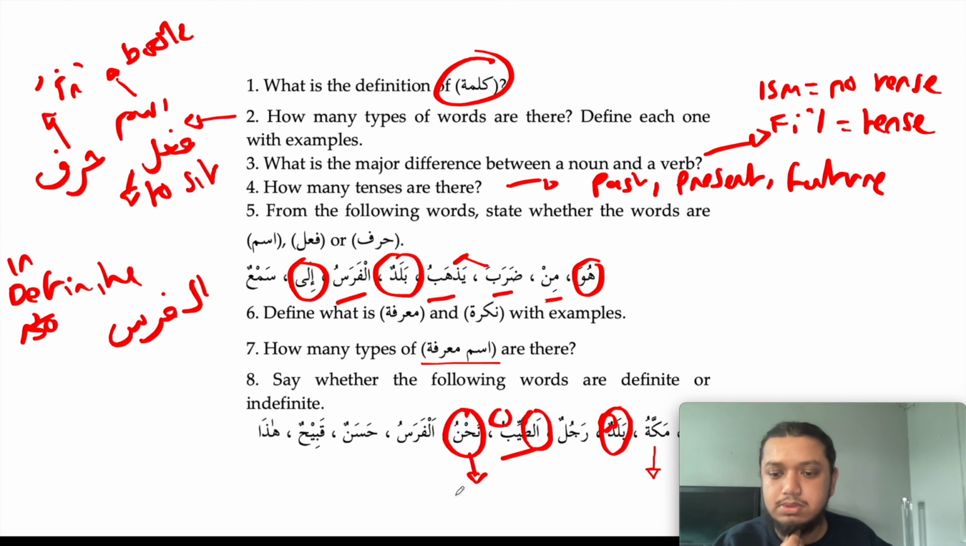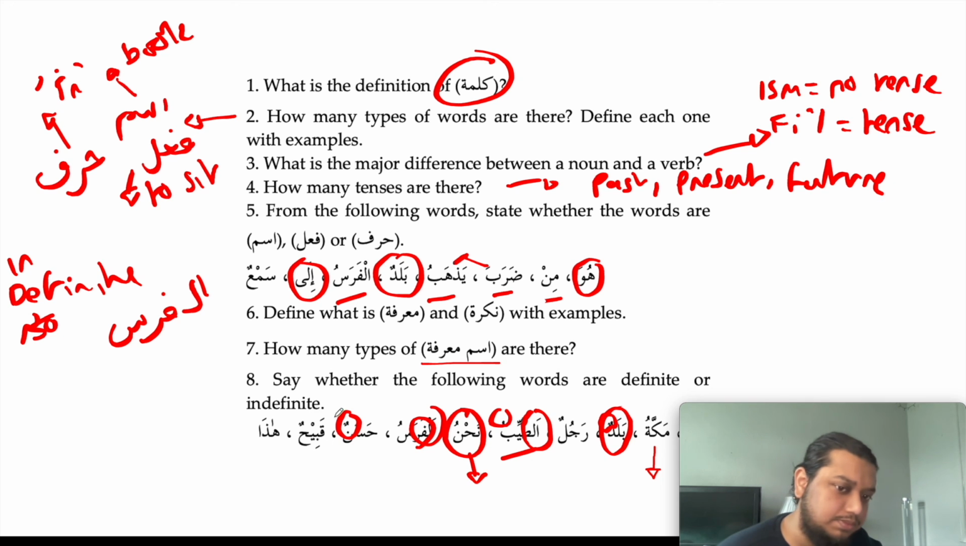We refers to a specific group of people. Al-farasu is definite. The horse. Alif lam. Therefore, it is definite. Hasanun is indefinite. It has no alif lam and it also has tanween. Therefore, it is indefinite. Qabihun. Once again, it has tanween on it. Therefore, it is indefinite.